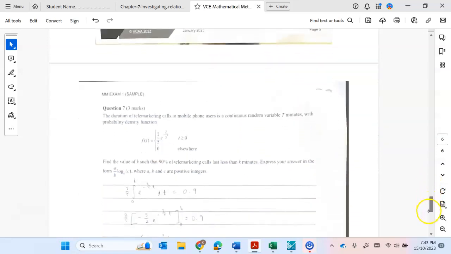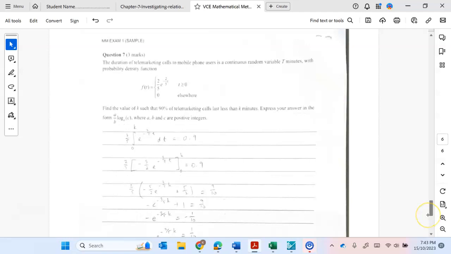All right, and question 7. A probability question. So we've got a piecewise function. A piecewise function just means you've got multiple functions here, so multiple equations. The duration of telemarketing calls to mobile phone users is a continuous random variable. So as soon as you see a continuous random variable, remember it has to equal 1. So that's always a hint.